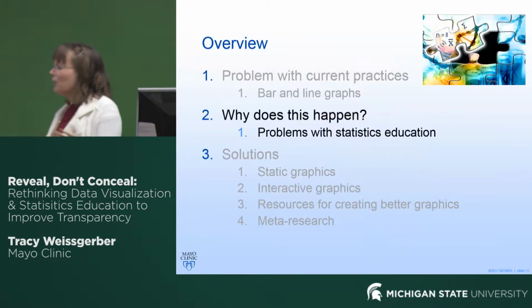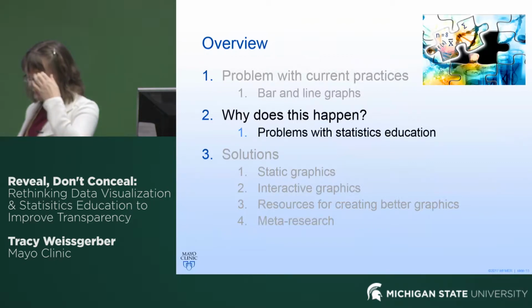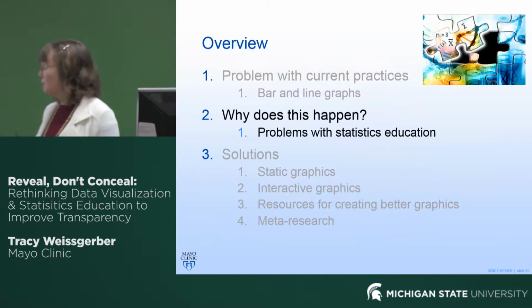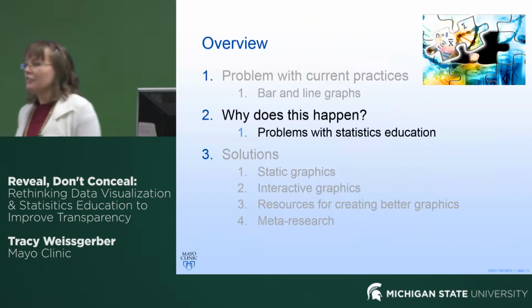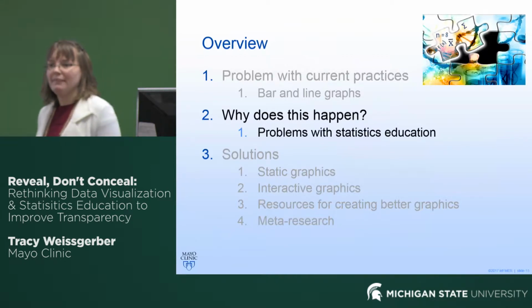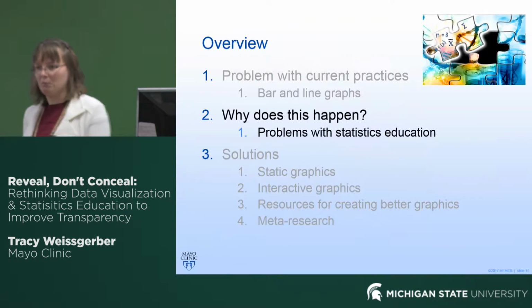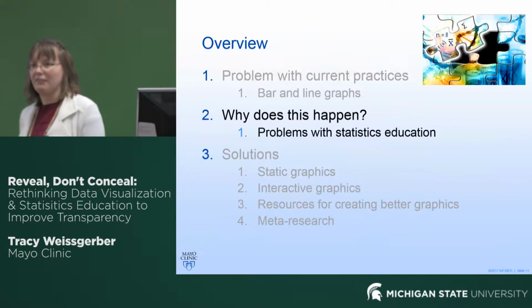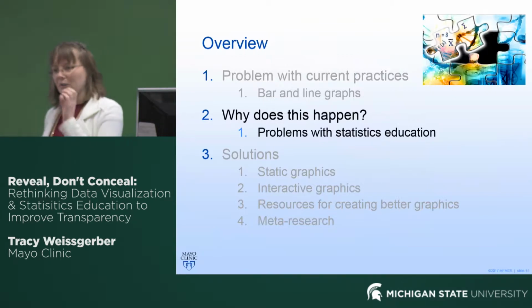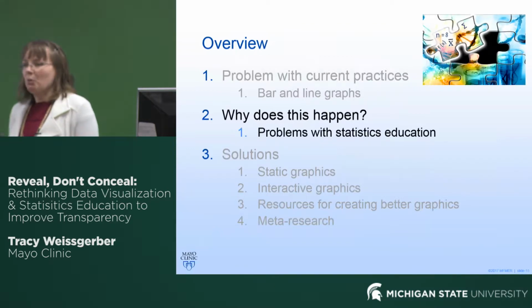Okay, so why does this happen? To give you an idea of the gap between the business community and the stats community, I have two statisticians that I work with. When I went to them and said, this is the problem that I'm worried about, scientists use bar and line graphs all the time, here's my data, and I'd like to do something about this, one of them didn't understand what I meant.